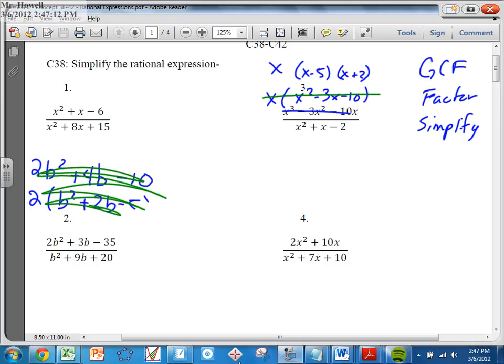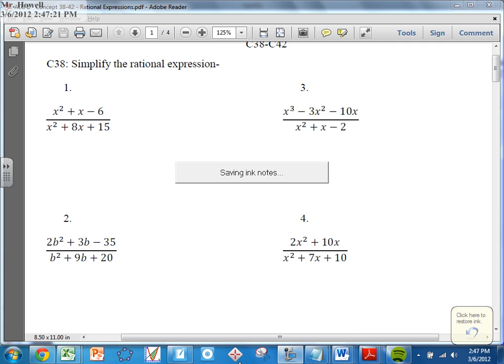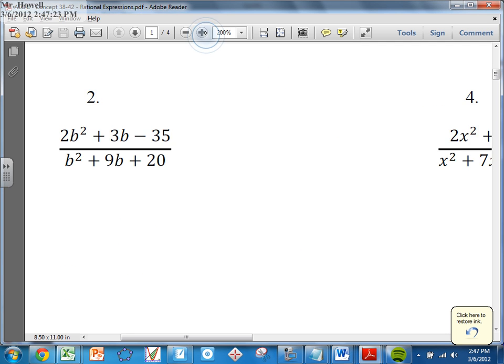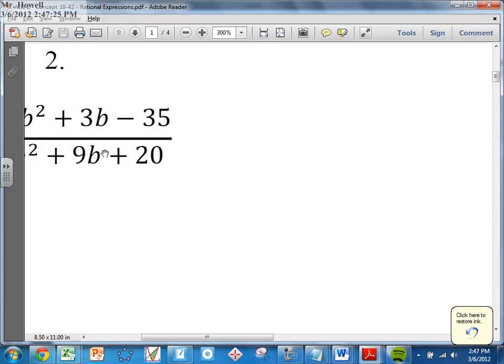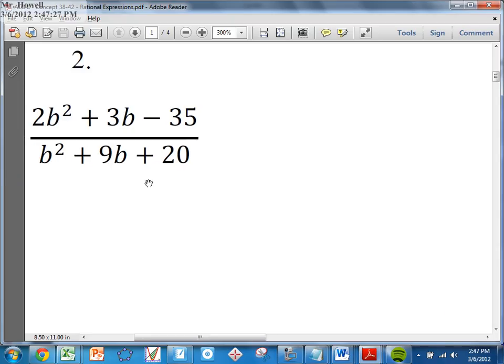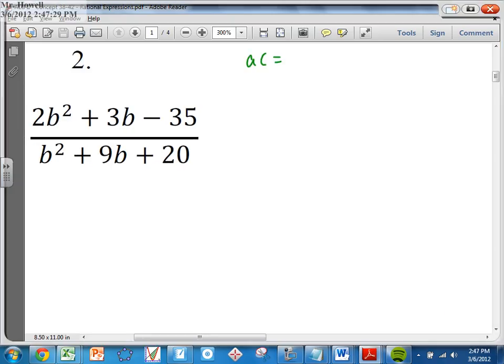For AC method for number 2, what is AC equal to? What is it? 70, or we should really say negative 70, right? I'm going to zoom in to give us more room. Okay? So in this case, AC turns out to be negative 70. B is 3. That's the numerator, right? For AC method, what numbers multiply to negative 70 and add up to 3?